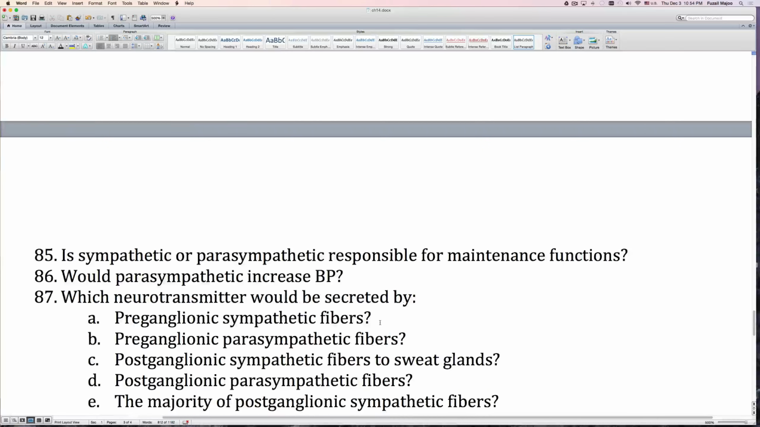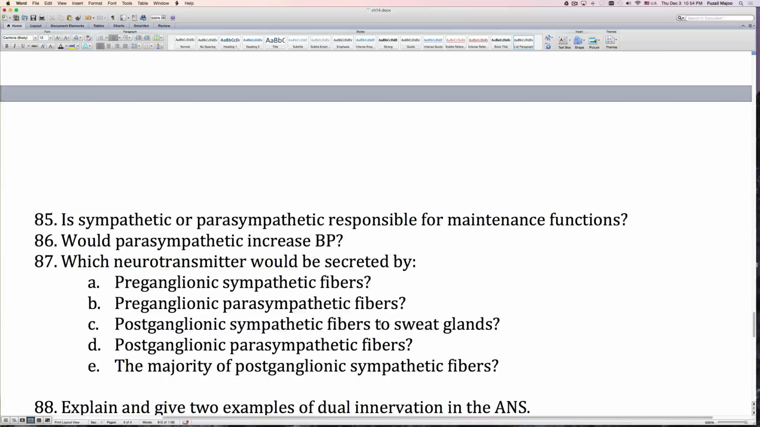Number 85. Is the sympathetic or the parasympathetic division responsible for maintenance functions? Number 86. Would the parasympathetic division increase your blood pressure?